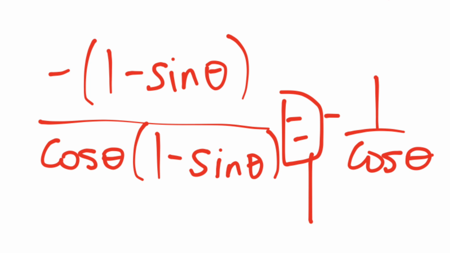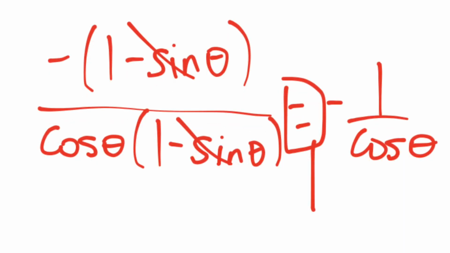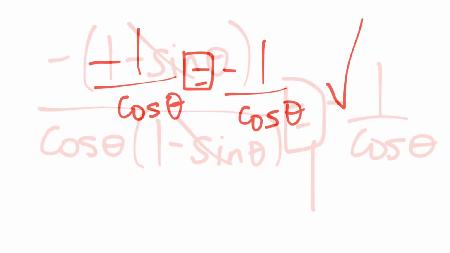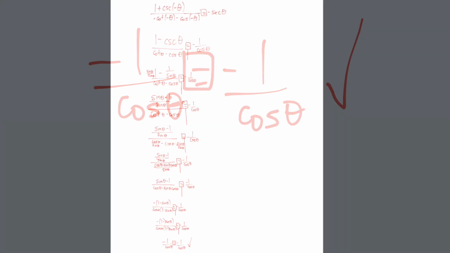I was then left with negative 1 times (1 minus sine theta) divided by cosine theta times (1 minus sine theta) equals negative 1 divided by cosine theta. I canceled out the 1 minus sine theta on both the top and the bottom. I was then left with negative 1 divided by cosine theta equals negative 1 divided by cosine theta. Since both sides were the same, the identity was verified.